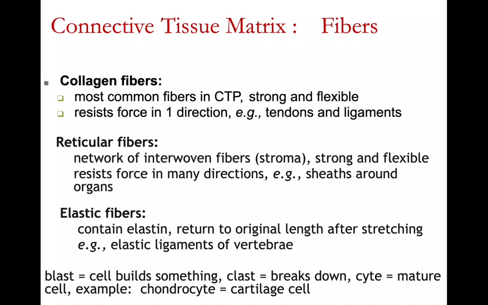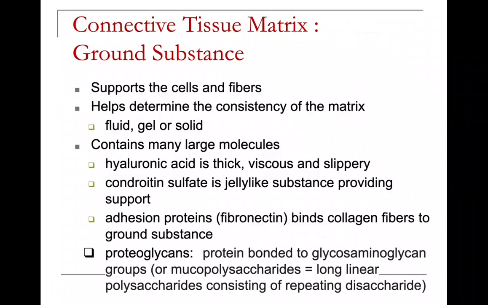Elastic fibers contain elastin, which is able to return to its original length after stretching. You would have this in places like the elastic ligaments of the vertebrae. Elastin can wear out with age. Blast is a cell that builds something, clast breaks things down, and cyte is a mature cell. For example, a chondrocyte would be a mature cartilage cell.